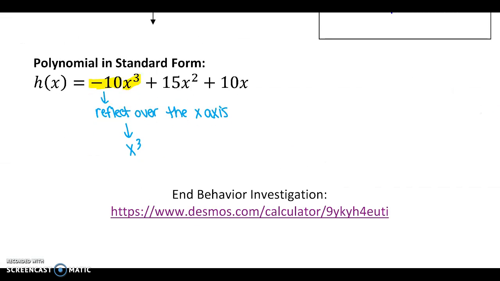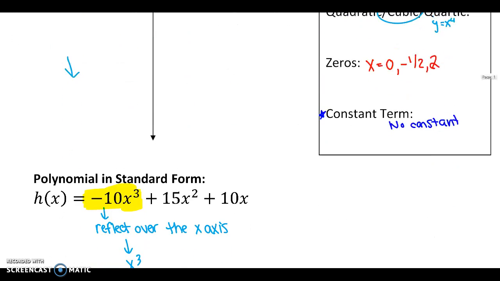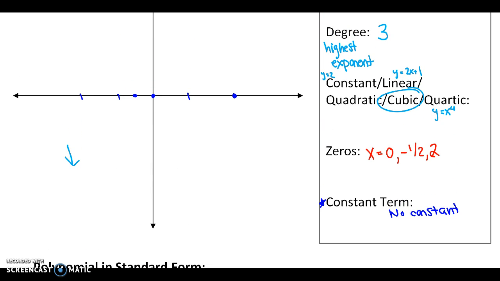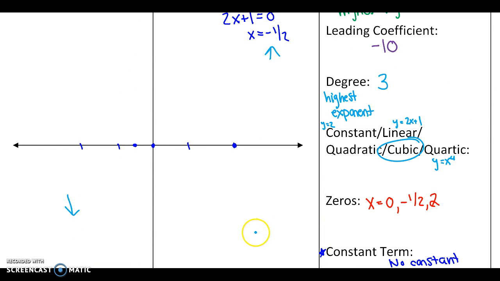So just by looking at that leading term, we can figure out what the ends of this graph are going to look like. We know the graph is going to look like a cubic, which would have ends going in opposite ways, except because it's a negative leading coefficient, it's going to reflect over the x-axis. So instead of looking like the standard cubic, this one's going to come down, and this one's going to go up.